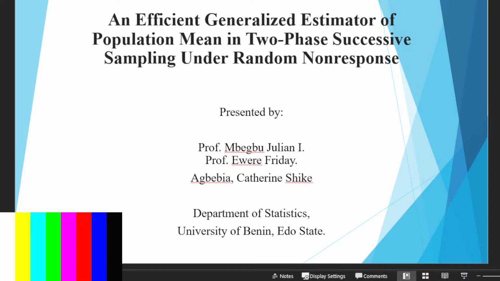We are going to look at an excellent generalized estimator of population mean in two phases of other rounding unit. So your first half number, right?